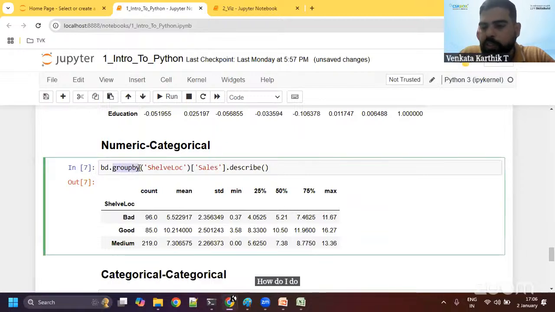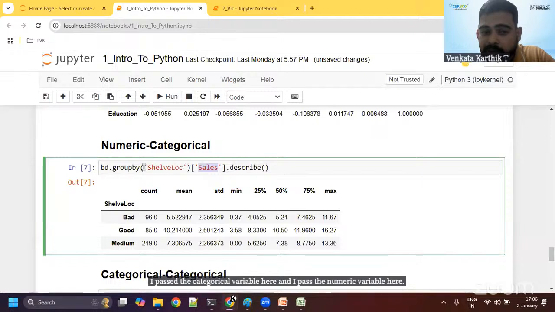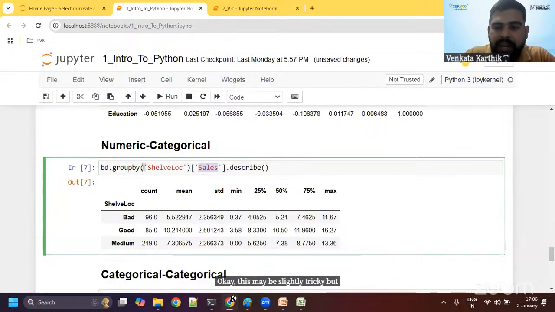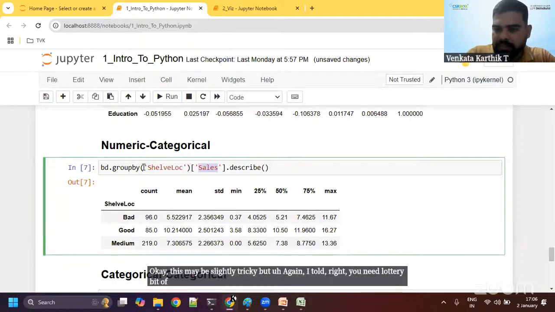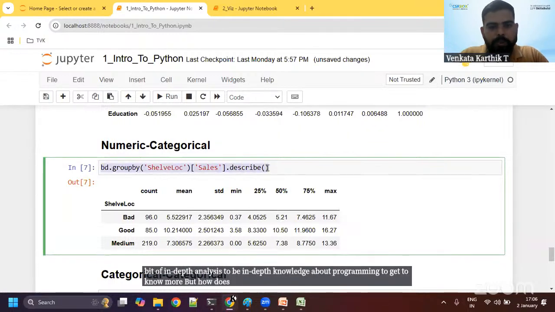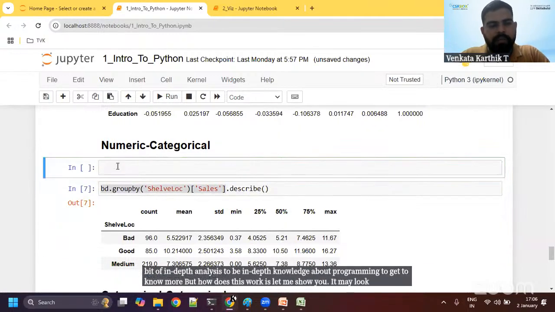I have this function called group by. I pass the categorical variable here and I pass the numeric variable here. Okay, this may be slightly tricky, but again, I told, right, you need a little bit of in-depth analysis to be done, in-depth knowledge about programming to get to know more. But how does this work is, let me show you.